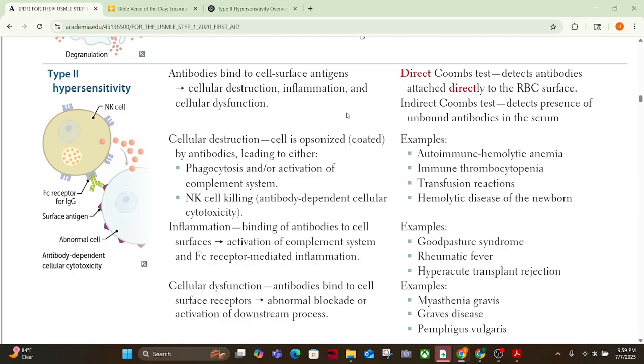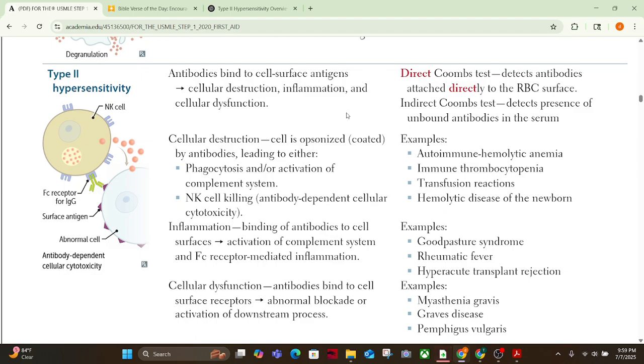So we have the direct Coombs test. It's a test that detects antibodies attached directly to the RBC surface. Indirect Coombs test is a test that detects the presence of unbound antibodies in the serum. So the indirect Coombs test detects the antibodies floating around in the blood, and the direct Coombs test detects antibodies directly attached to the RBC surface.